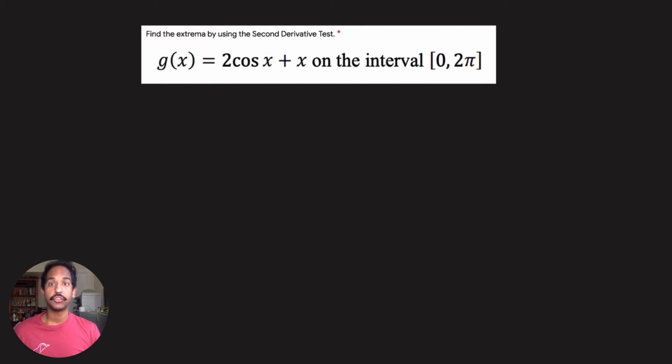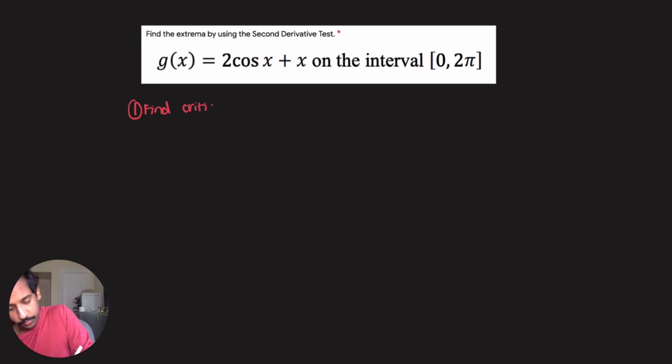We're asked to find extrema by using the second derivative test. The first thing we're given is a function, which is going to be super useful. First we need to find our critical points, and then we need to plug those critical points into the second derivative to determine whether those critical points are maxima or minima. And also we need to see if they're absolute or relative. So our first step is find critical points.